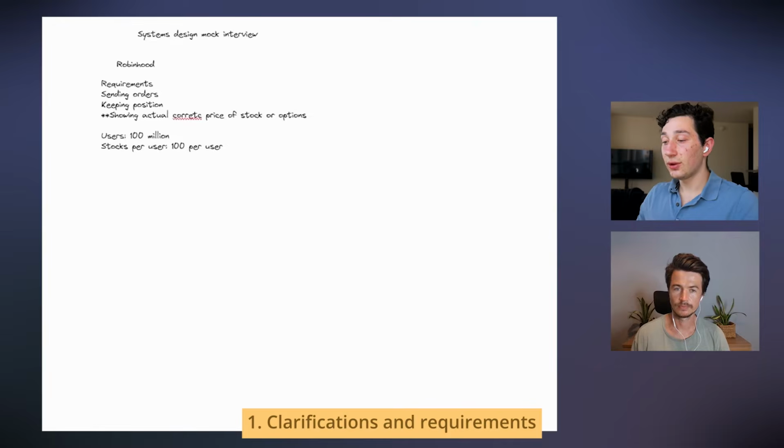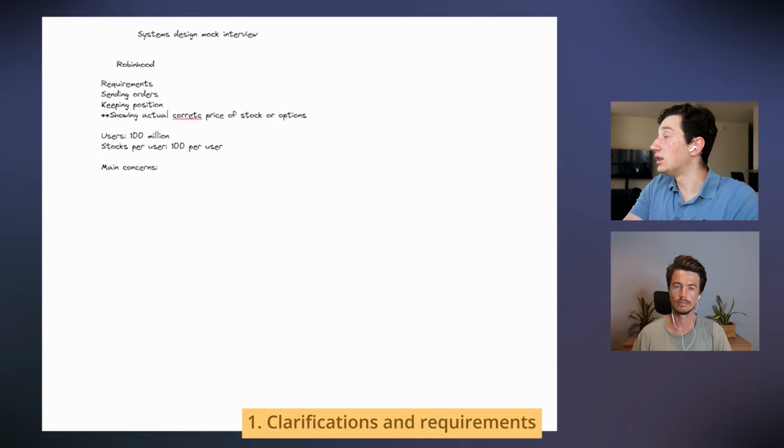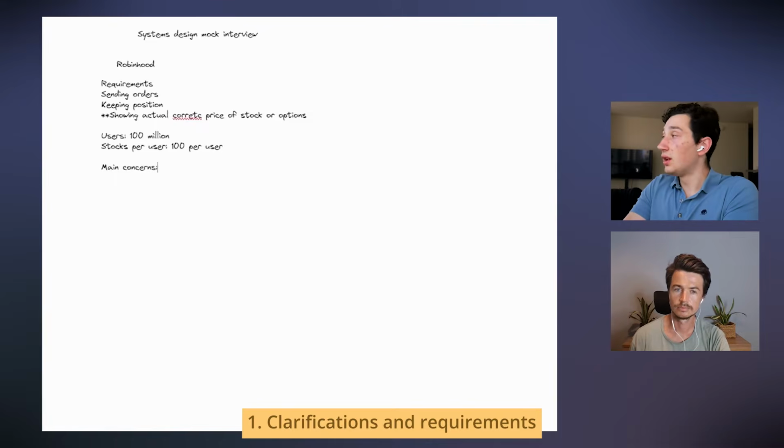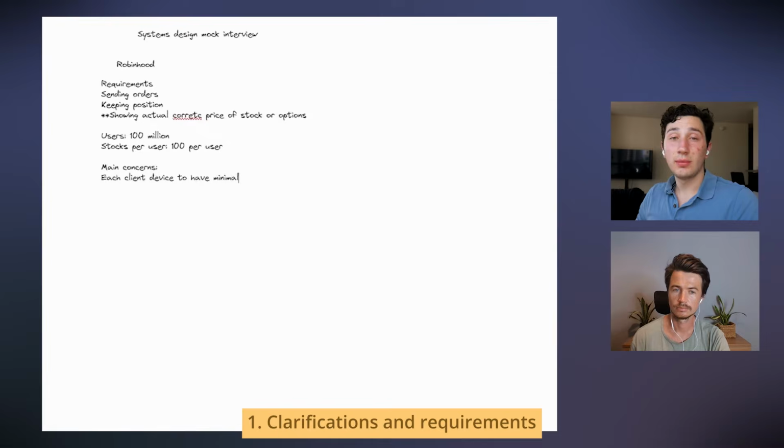But I guess from here, I am going to, again, talk about my main concerns. Because like I mentioned, the part of this problem that I'm really hoping to focus on, if that's all right with you, Tom, is actually showing the correct price of the stock or the option, because I think that is kind of the real complexity here. So my main concerns are I want each client device to have a minimal load, because if each client device is connected to too many of our servers at one time, we could be draining the battery, we could be using too much data, and that would be a problem.